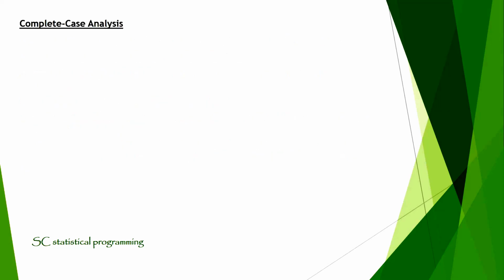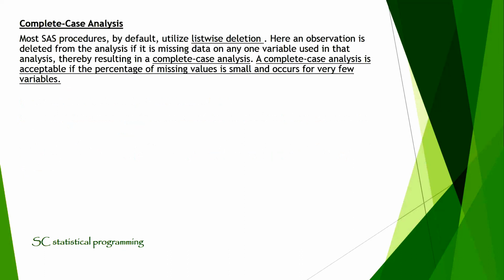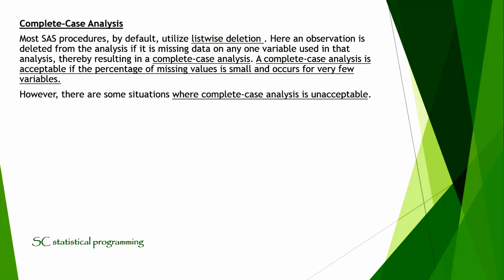Let's look at the complete case analysis first. Most SAS procedures by default utilize list-wise deletion. Here, an observation is deleted from the analysis if it's missing data on any one variable used in that analysis, thereby resulting in a complete case analysis. A complete case analysis is acceptable if the percentage of missing values is small and occurs for very few variables.